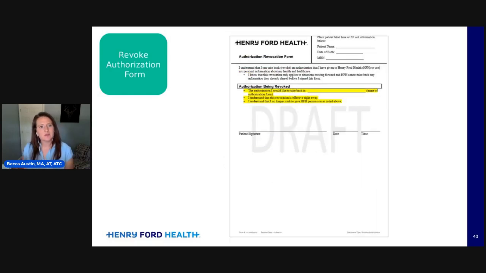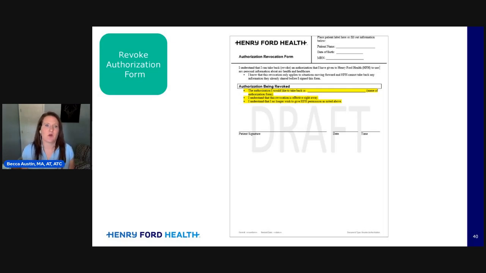So when we talk about the revoke authorization form, a patient legally, at least here in the state of Michigan, only has to put in writing that they take back an authorization, for those types of authorizations that they can take back. So we created the revocation form just for ease for our employees. If an employee has a patient with them and they say, oh, I want to take back that authorization, they can fill this in and print it out and then have the patient just sign the form as their way of writing it.